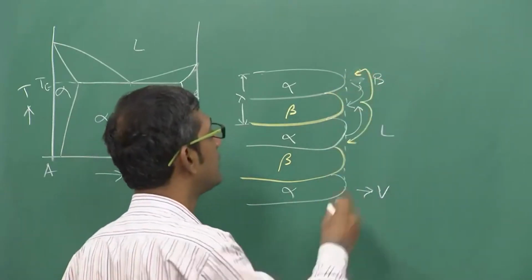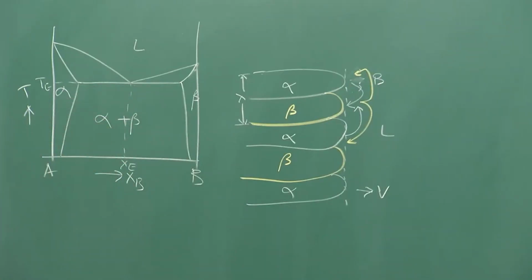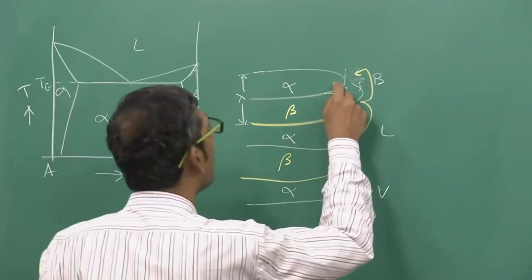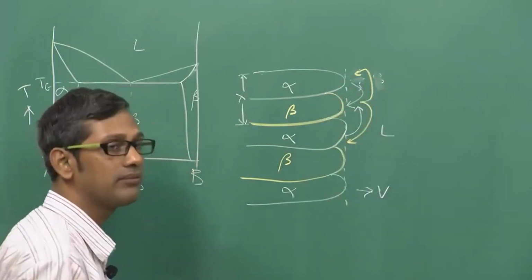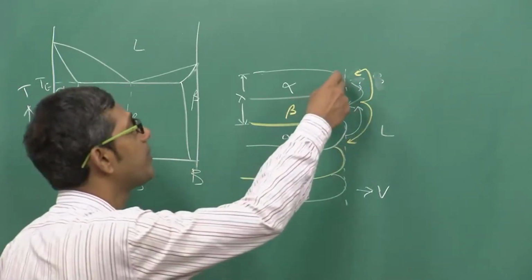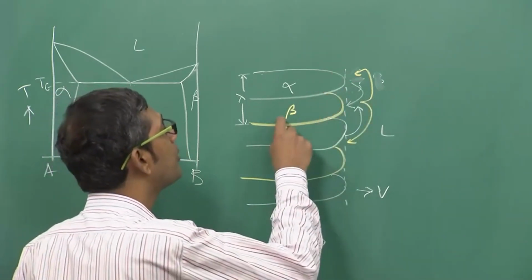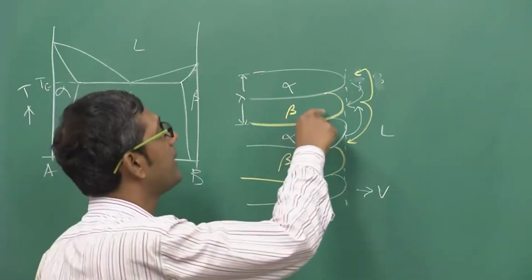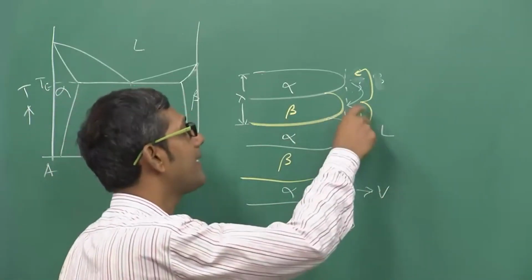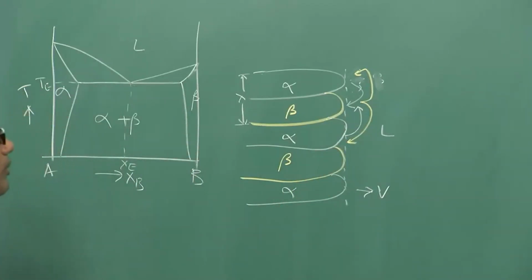alpha. Okay. So by using these colored arrows, I clearly show you that the growth of alpha requires rejection of B, so therefore B will be transported from the front or the tip of the alpha to the beta region, and similarly growth of beta requires rejection of A, or basically the A has to be rejected into the liquid, and that A can be transported to the alpha and then used for the growth of alpha. So therefore this is a diffusional process.